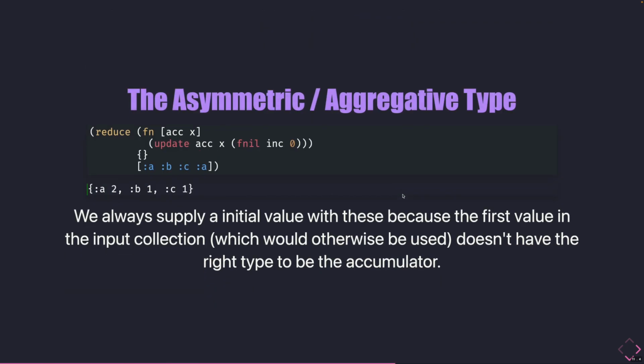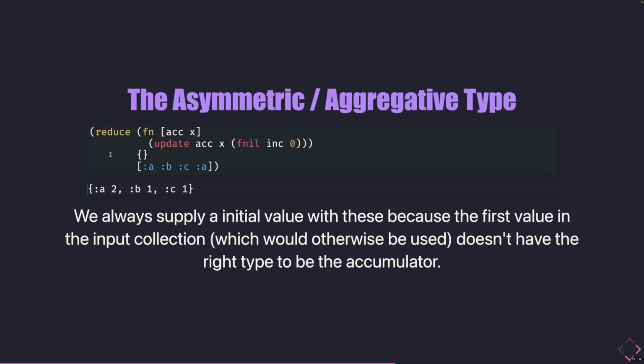There's also this sort of asymmetric or aggregative type that we see a lot. In this case, we typically have an A and a B, and we're producing an A at each step. So what I mean by that is, in this very common kind of example, which is basically the frequencies function, at each step we have this accumulator, which in this case is a map, and then we have some x value, and we update that accumulator with a count to have the new accumulator.